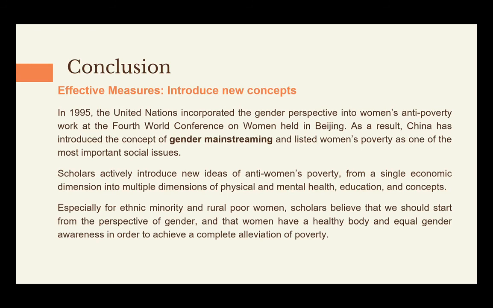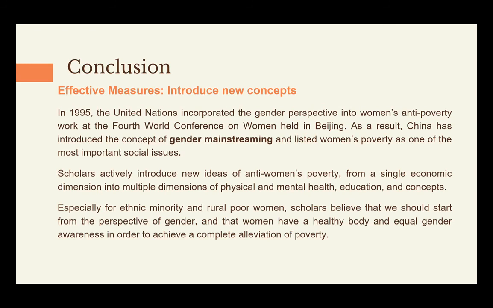The third effective measure is to introduce new concepts in the ideological field and to reform citizen social concepts. In 1995, the United Nations incorporated the gender perspective into women's anti-poverty work at the Fourth World Conference on Women held in Beijing. As a result, China has introduced the concept of gender mainstreaming and listed women's poverty as one of the most important social issues. After that, more and more new thoughts about anti-women's poverty gradually came into China.